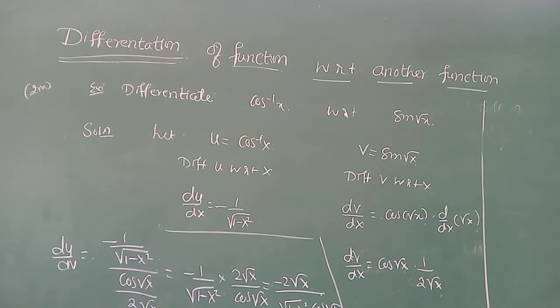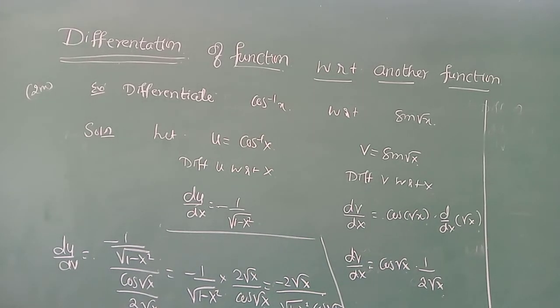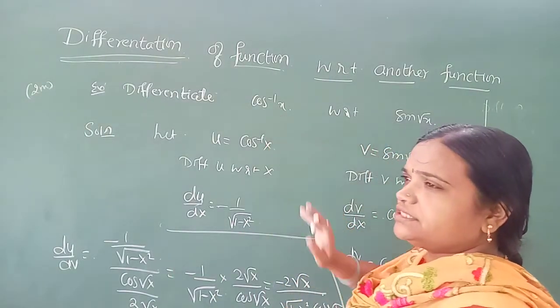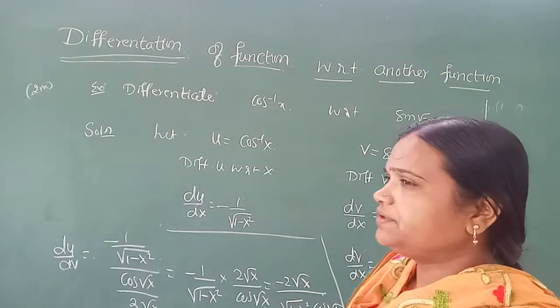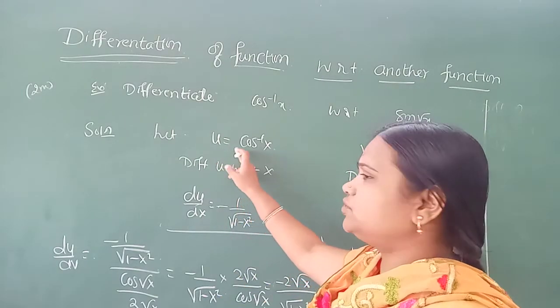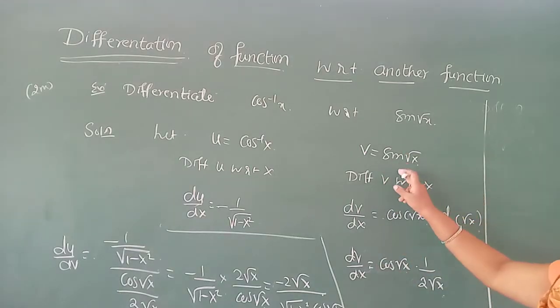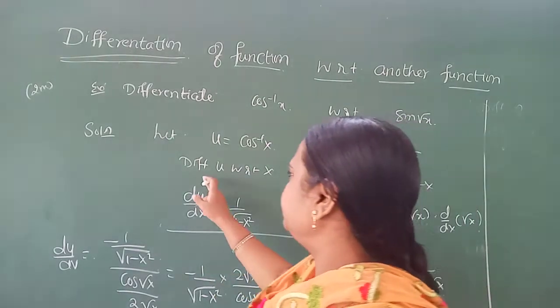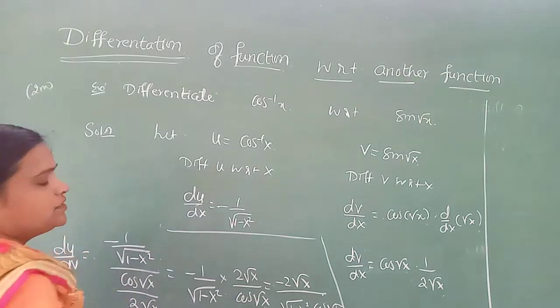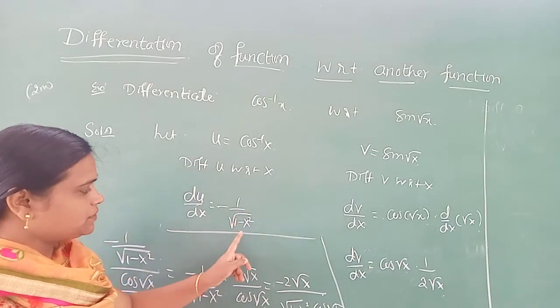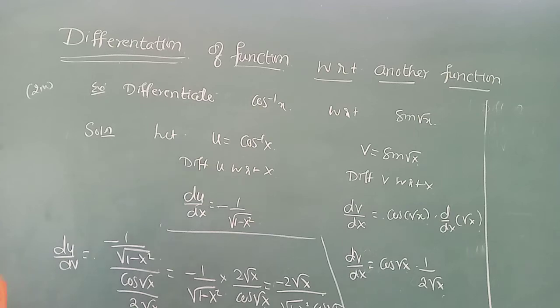I hope everyone understood. What we are doing here, just concentrate. First we consider the functions: u is equal to cos inverse x, and the second function v is sin root x. Then do the differentiation of u with respect to x, we get du by dx, and the differentiation of cos inverse is minus 1 by root of 1 minus x square.